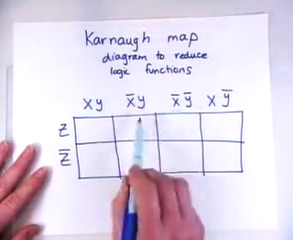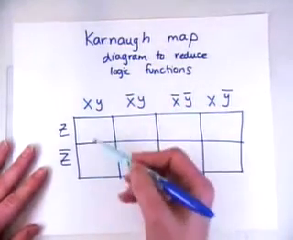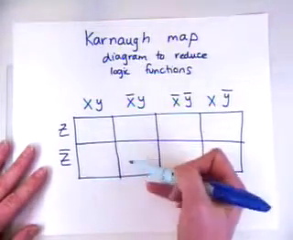So same thing here. These only differ with y. One has y and one has not y. And same thing this way. This differs z and not z, and so on.